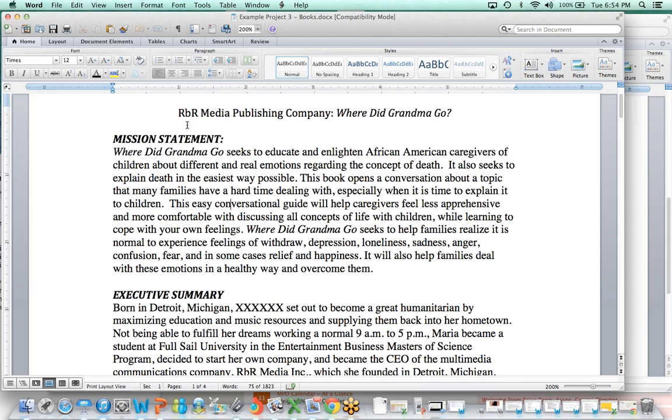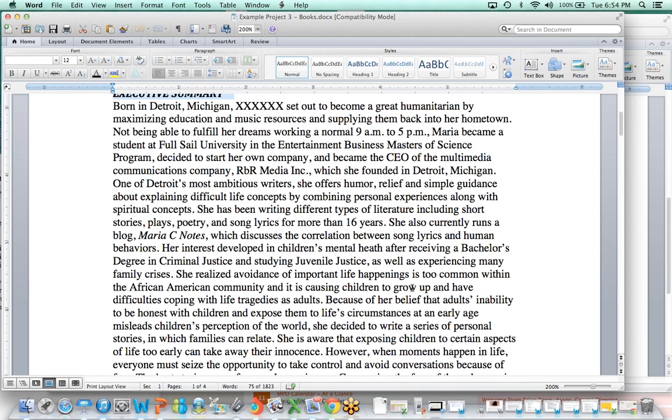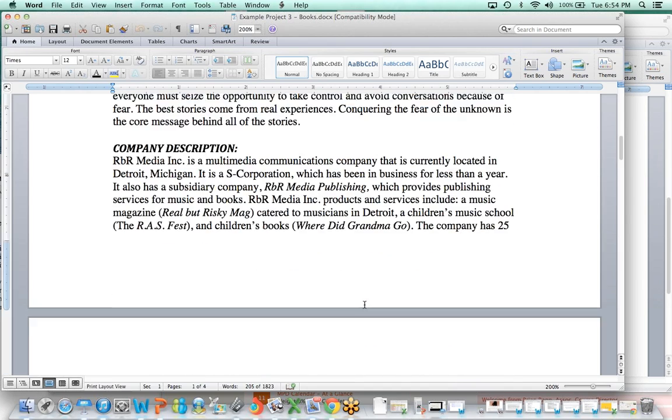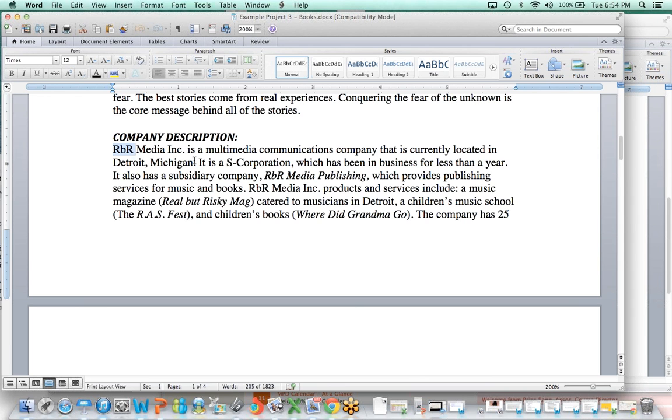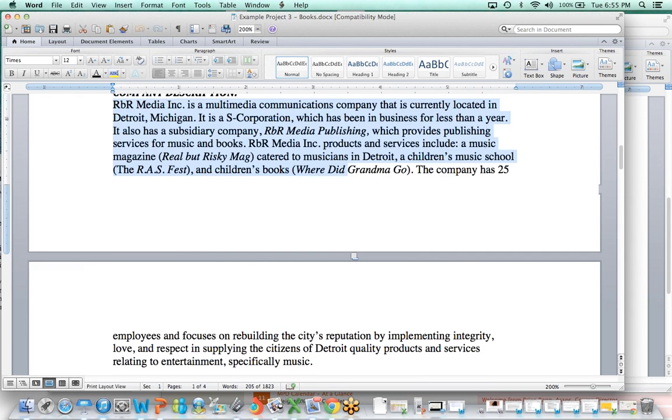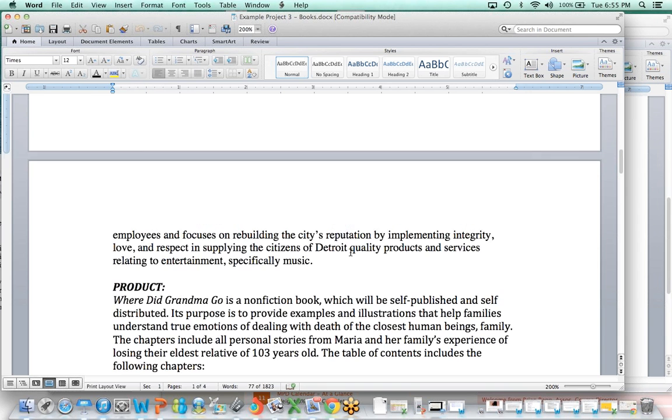So in the mission statement, what this student is doing is just talking about the mission of the book. What's the goal of the book? And then she talks about herself: executive summary, background, biography, company description. Once again, this can be a real company or a fake company.